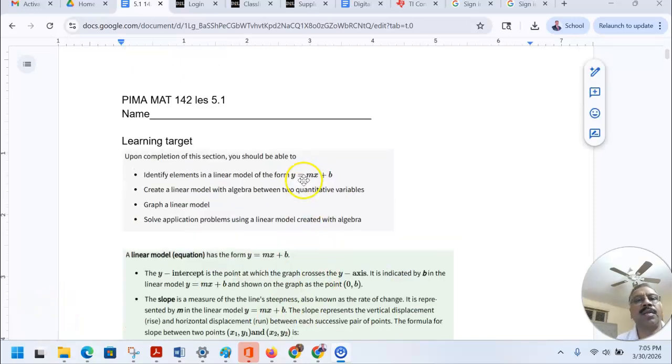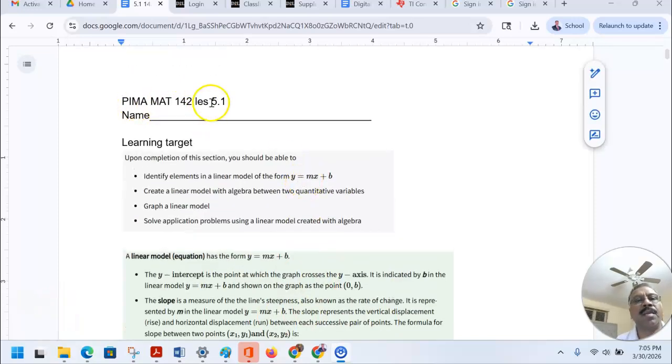Okay, hello students. This is lesson number 5.1, and our main learning target is after completion, every student should identify elements in a linear model of the form y equals mx plus b. Then you're going to create a linear model with algebra between two quantitative variables. Then also we are going to graph that linear model and also apply it in a real life situation.